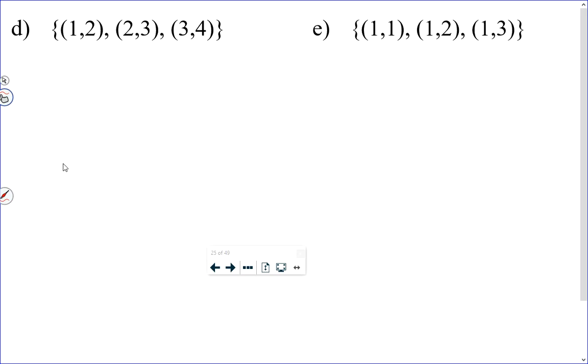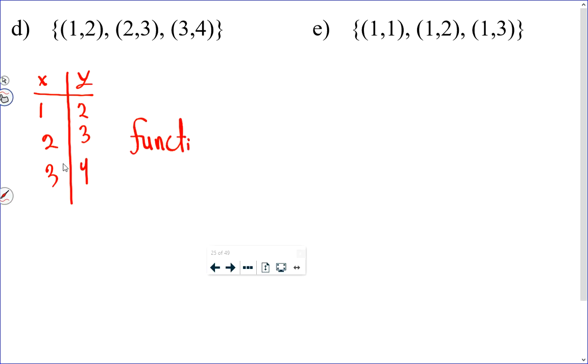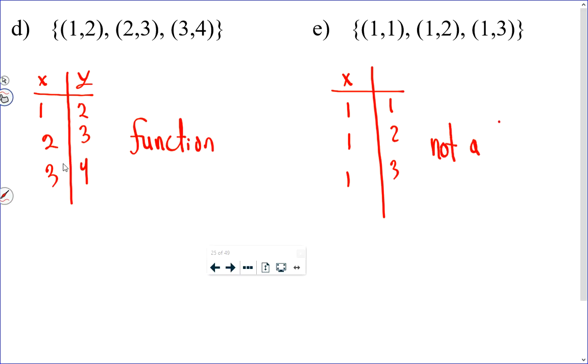When we have, and it might help for some of you to make a table of values here, when we have 1, we get 2. When we have 2, we get 3. When we have 3, we get 4. For every value of x we choose, we only get one value of y. You don't get multiple values of y for a single x, which means this is a function. This, on the other hand, is not, because when we use x equals 1, we get 1 or 2 or 3. So this is not a function.